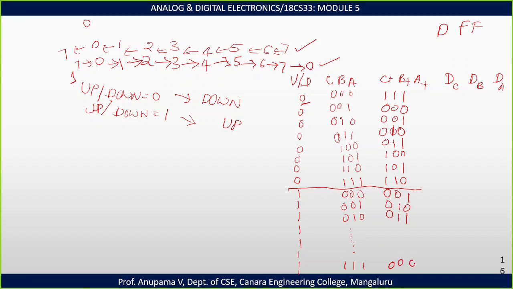So you have to look into C plus and fill DC, look into B plus and fill DB, look into A plus and fill DA. While simplifying you have to draw a 4 variable K map. So what are the variables in the K map? The variables in the K map will be up and down, C, B, A.